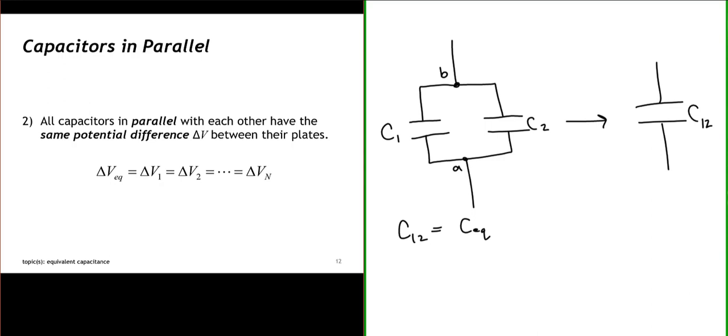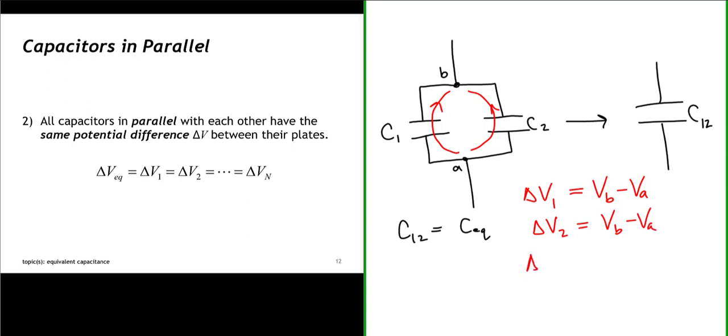Now, this is because electric potential difference is path independent. What that means is if we measure the potential difference across capacitor 1, we would get the potential difference being equal to the difference in potential between the points A and B. If we then measure the potential difference across capacitor C2, we would measure that the potential difference across capacitor C2 is also equal to the difference in potential between points A and B.